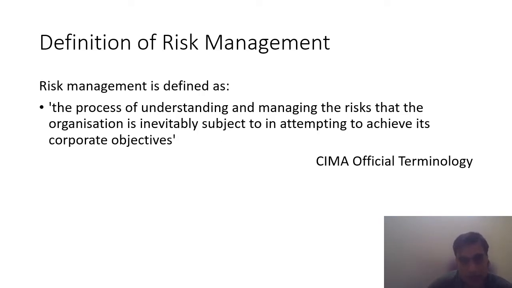Definition of risk management. Risk management is defined as the process of understanding and managing risk that an organization is inevitably subject to in attempting to achieve its corporate objectives. So when you are running a business to achieve your corporate objectives, certain risk is associated with all organizations. That is inherent, that is unavoidable, and that is usual. Risk management is the process to understand those risks and manage those risks.